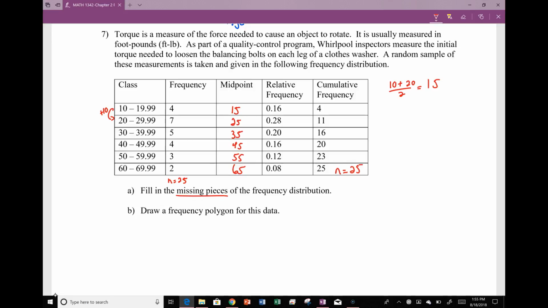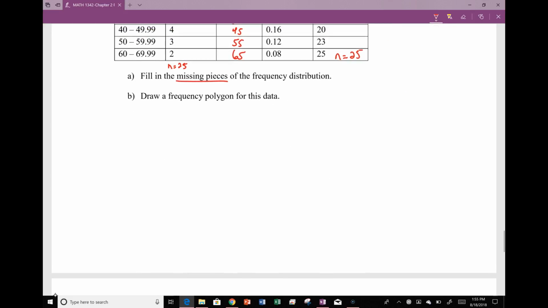Now we want to draw a frequency polygon for this data. Part of the reason why I had to have a midpoint is because my x-axis on a frequency polygon is the midpoint. So I'm going to draw my vertical axis and my horizontal axis. We are discussing torque, which is measured in foot-pounds.